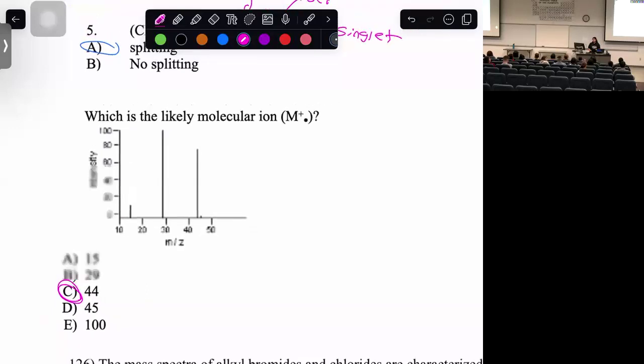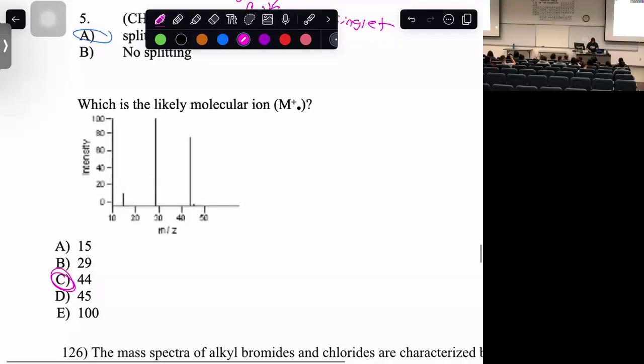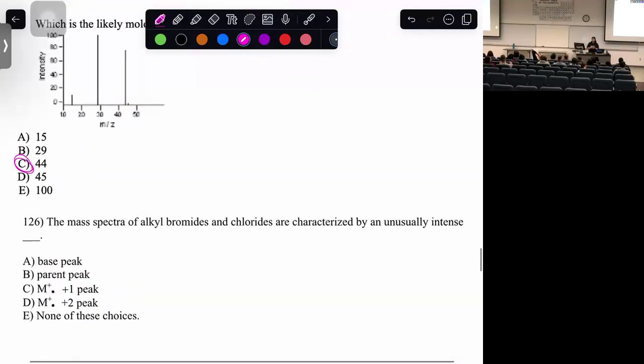Okay. Ready for the next one? This one is going to be more conceptual. The bottom part, that 44. That's your N+1 peak, and that represents the isotopes of carbon, hydrogen, and nitrogen. What's the major contributor for the N+1 peak? Carbon. Beautiful. Okay, ready for the next one? Conceptual question. Should be simple.